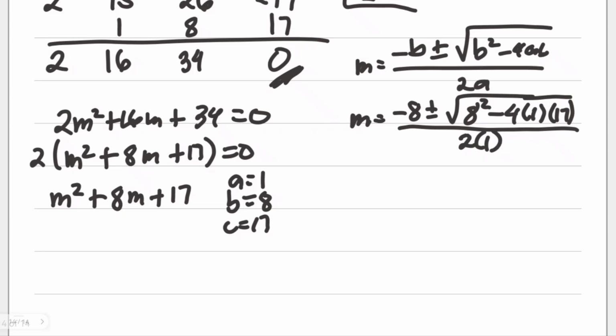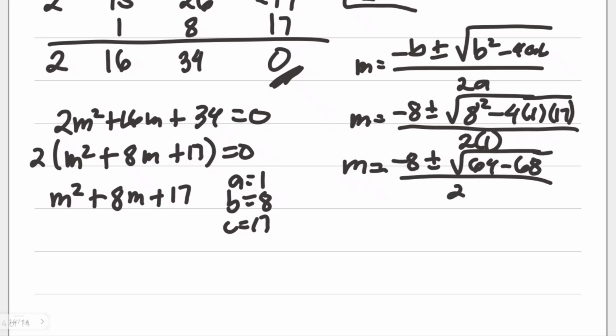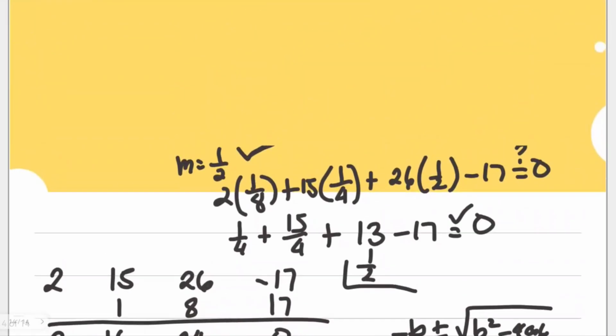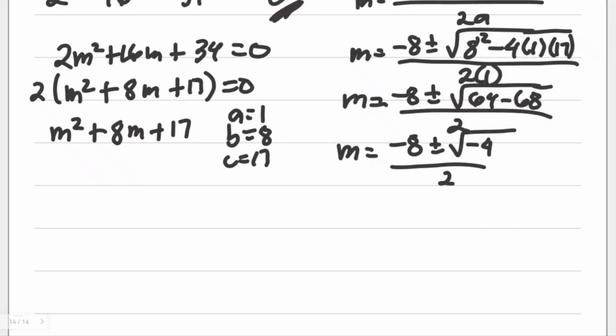So this might be a little bit difficult this time. I'm just trying to continue this. Negative 8 plus minus, we'll have 64. That's 34 times 2 is 68. So minus 68. So 2. Because 17 times 4 is 68, if I'm correct. So you will have here negative 8 plus minus the square root of negative 4 over 2. Okay? I don't have much space. Hopefully, I could finish here in this area here.